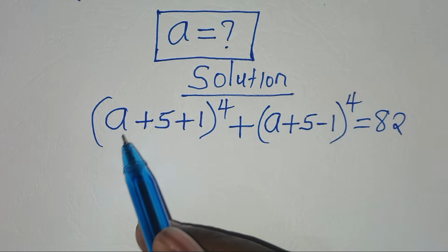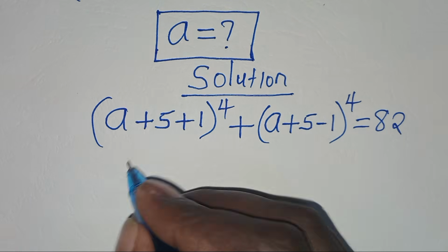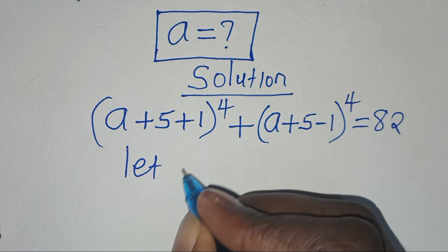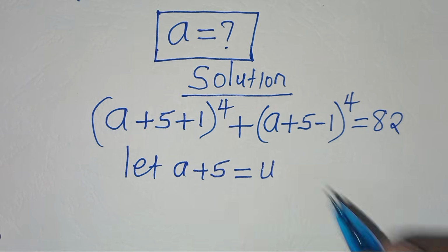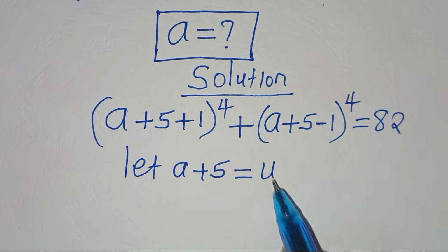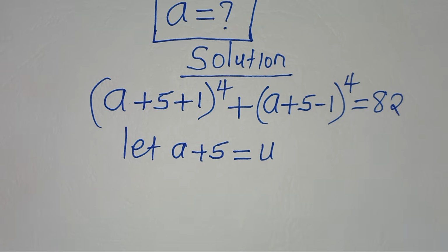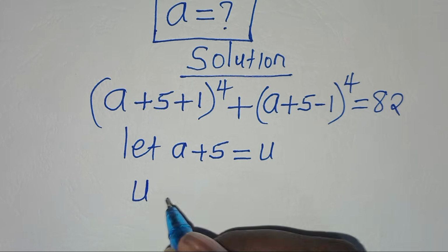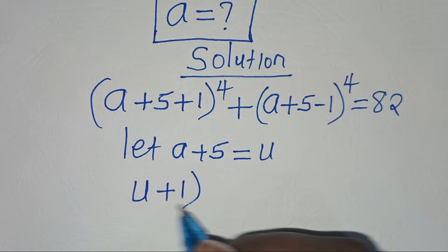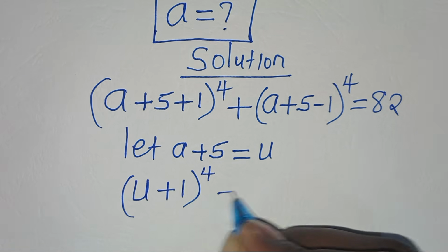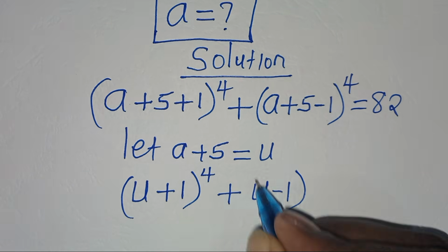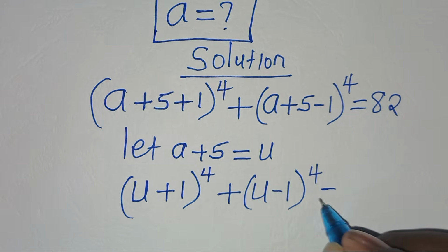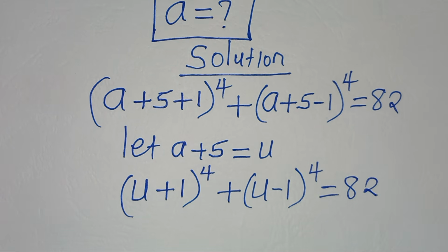So we have that a plus 5 is common here. So we can let a plus 5 be equal to u. So let's express this equation in terms of u. So we have u plus 1 raised to the power of 4, then plus u subtract 1 raised to the power of 4. This is equal to 82.